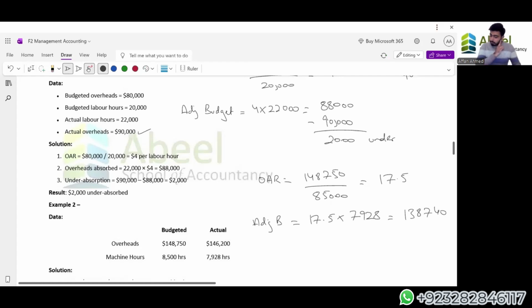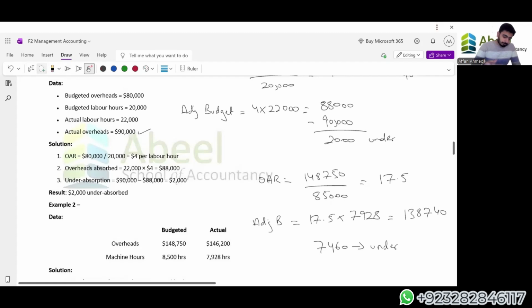138,740. Now this is the balance that I'm getting. In actual, I am having 146,200 as my overhead, right? So in this position, if I go for my adjustments, 146,200, I can easily see that my position is 7,460 under. I have adjusted my budget, but my budget is understated in nature. I should add 7,460 as my expenses in my income statements.